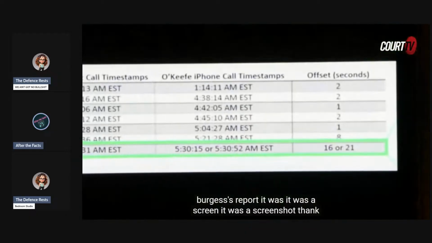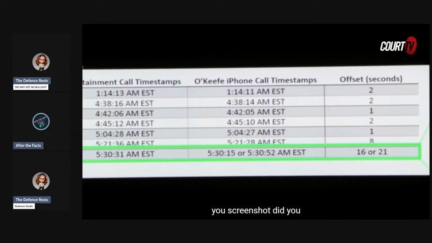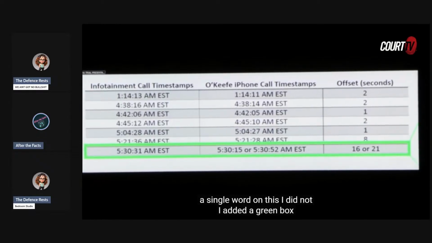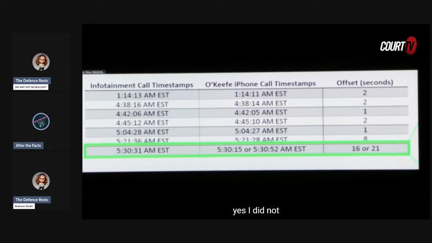Did you type a single word on this? I did not. I added a green box. Put a green box around it. Yes. You didn't type anything on this. I did not.